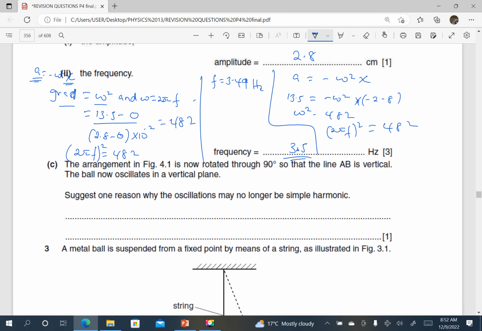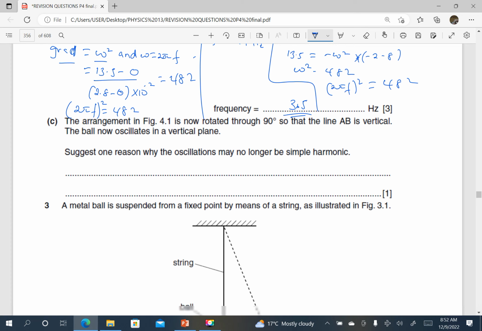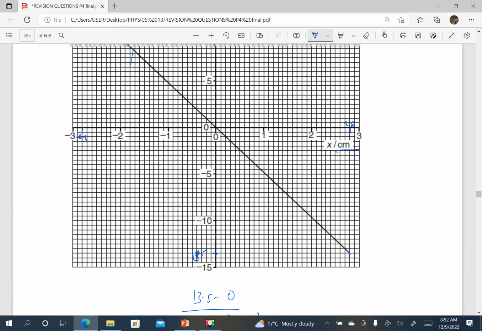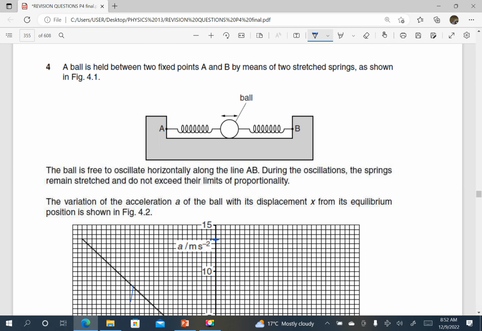The arrangement in the figure is now rotated through 90 degrees so that the line AB is vertical. The ball now oscillates in a vertical plane. Suggest one reason why the oscillations may no longer be simple harmonic motion. So we are assuming the system is now vertical like this, because it's rotated through 90 degrees.